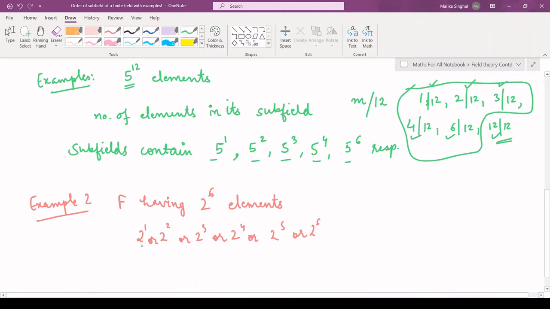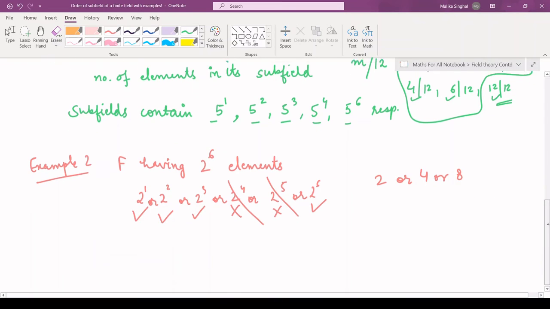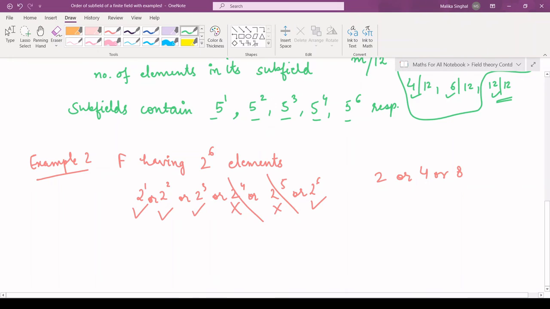But you see, 1 divides 6, so this is possible. This is also possible because 2 divides 6. 3 divides 6, this is also possible. 4 divides 6, no. 5 divides 6, no. 6 divides 6, yes. So you clearly see that these number of elements cannot be present in the subfield, whereas the subfields exist having 2 or 4 or 8 elements within them, right? So this is one example.